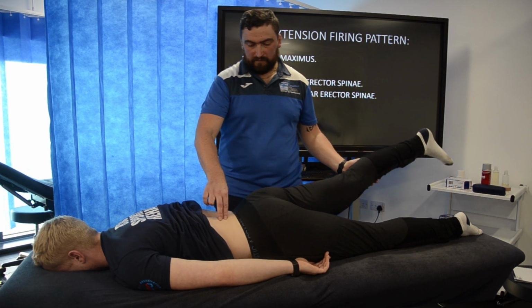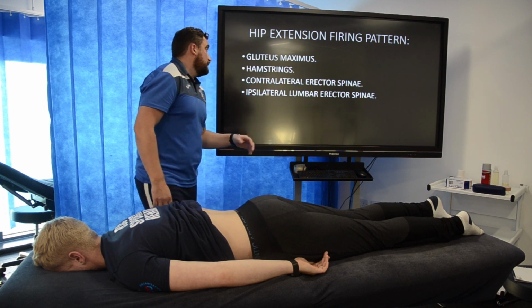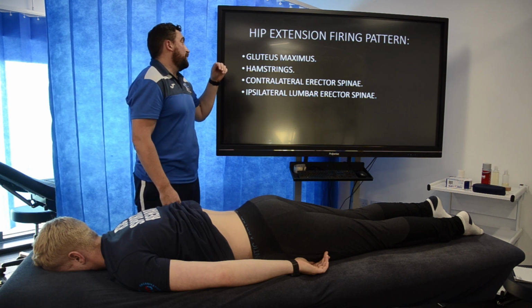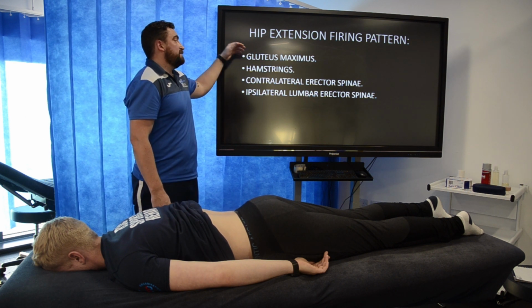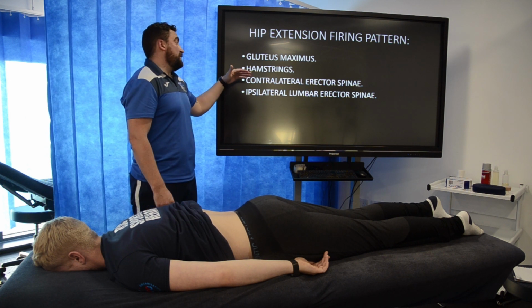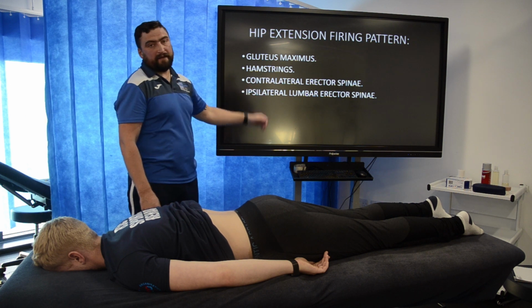And if you go down. Okay, I repeat again. The correct pattern of activating muscles will be gluteus maximus first, hamstrings, and spine muscles, which activate first: contralateral spine, ipsilateral spine.